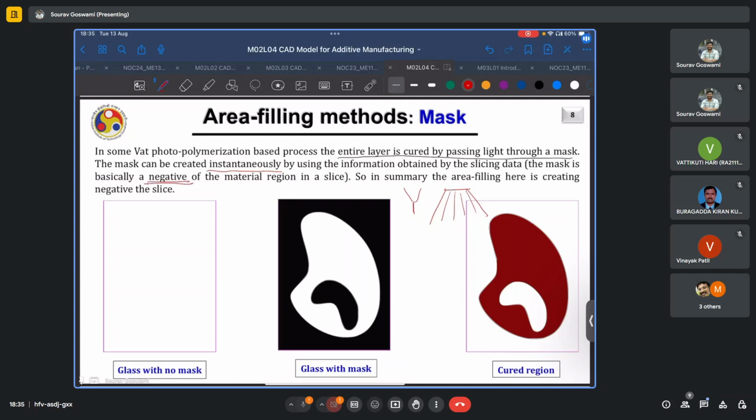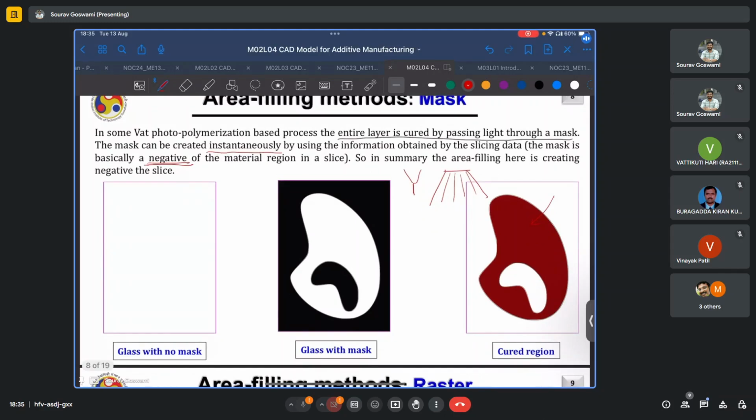So say if you want to have material deposited in the red region here, in your mask the region corresponding to the red region will be transparent. It will allow the light or illumination source to pass, whereas the rest of it will be opaque. The area filling here is creating a negative of the slice.